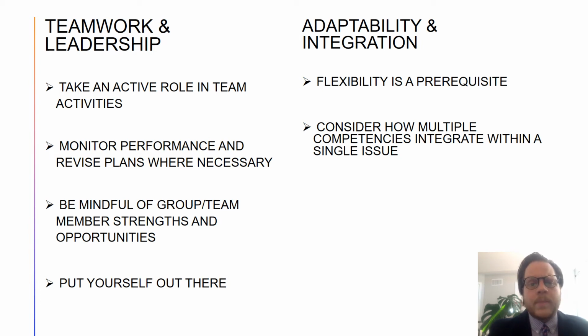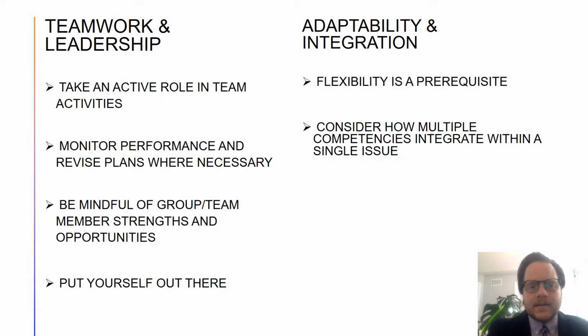Again, you want to remember that flexibility will be a prerequisite here. Again, we're talking about group projects with time and resource constraints. As students, you're going to have a lot of other things on your plate other than the capstone project. So again, make sure that you're being flexible within reason, and that you're building in buffers to allow for more flexibility.